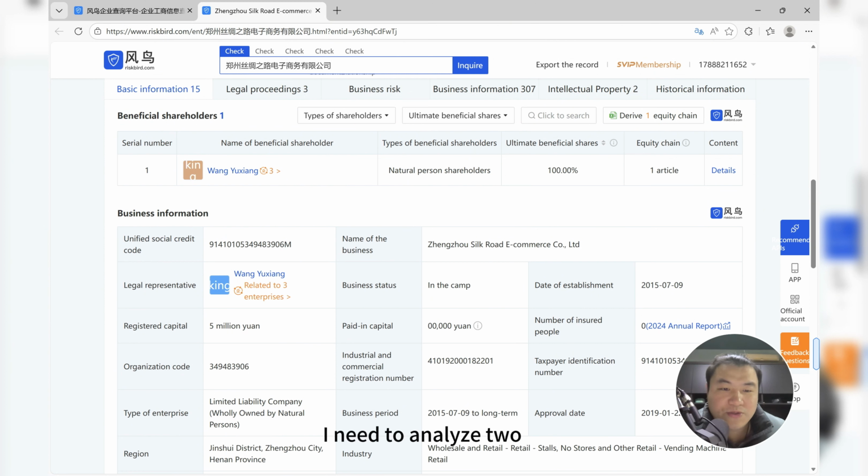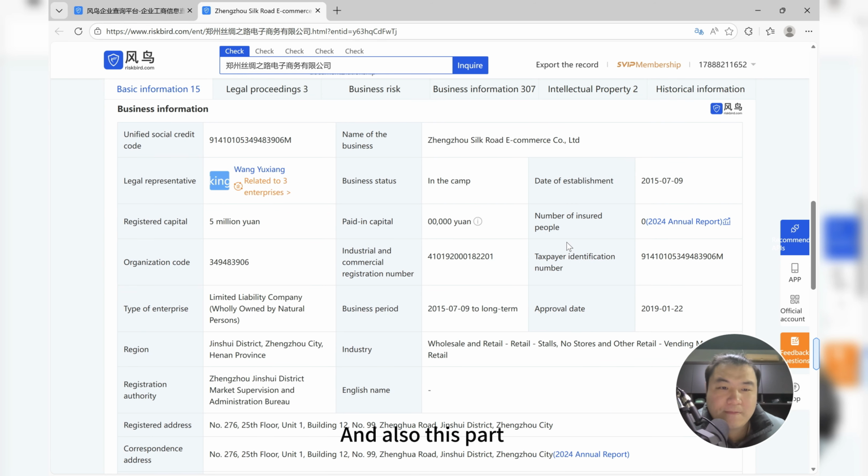Actually, I need to analyze two. The first one is this part, and also this part. But from here we can tell the number of insured people is 0, so it's really strange. When we see 0, we can conclude two things.